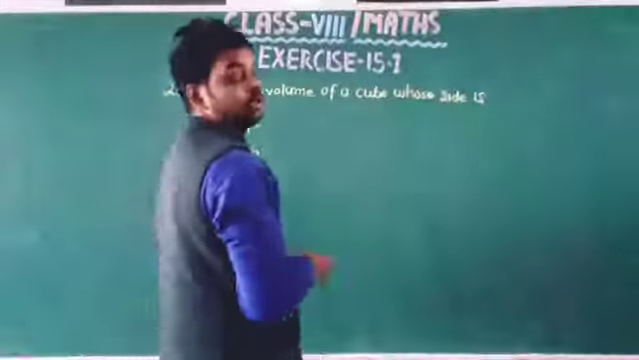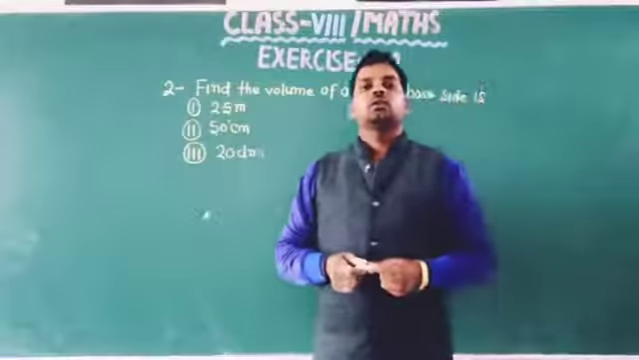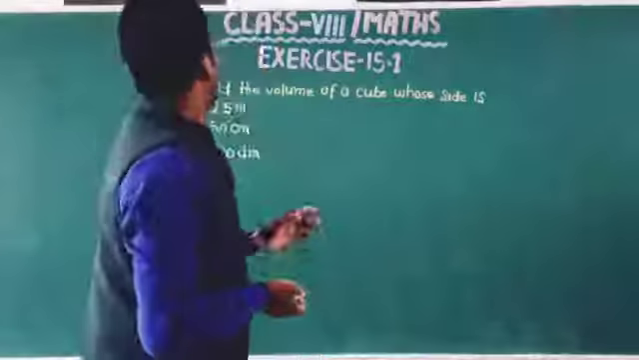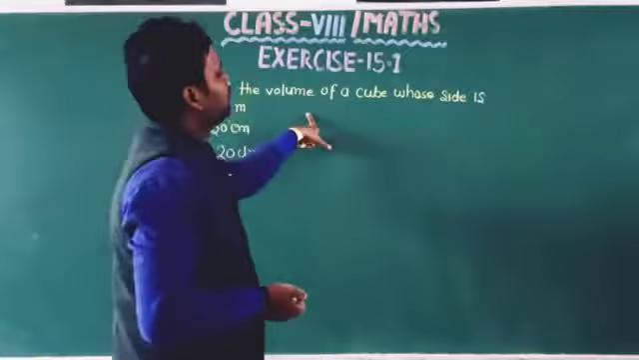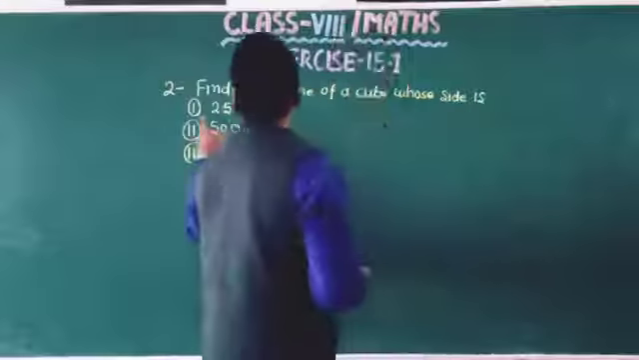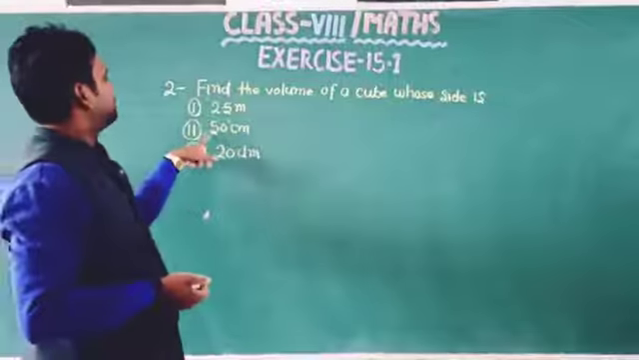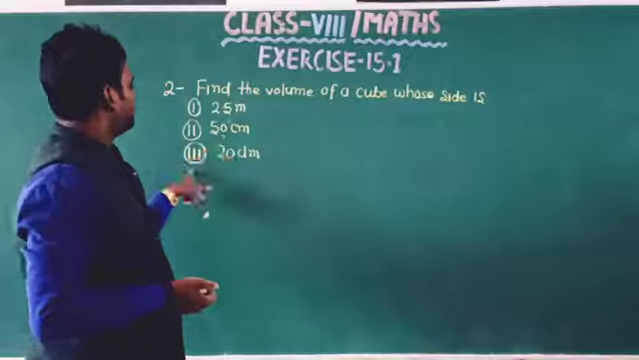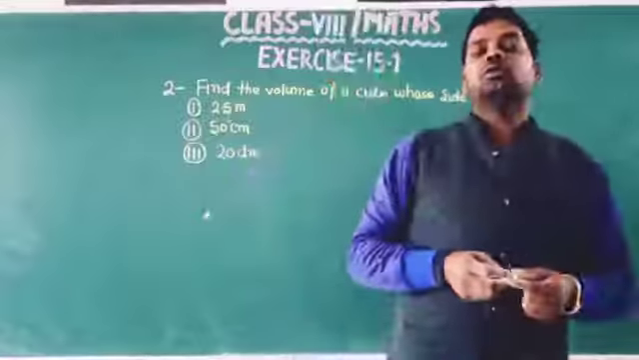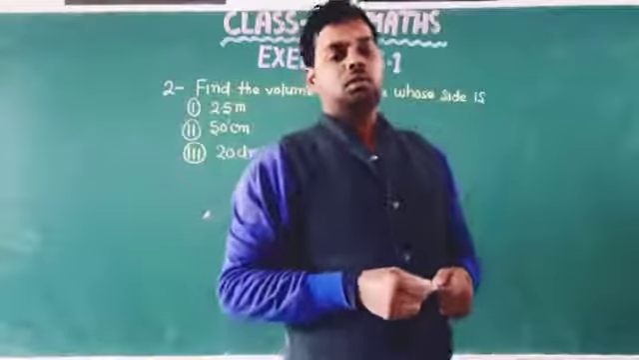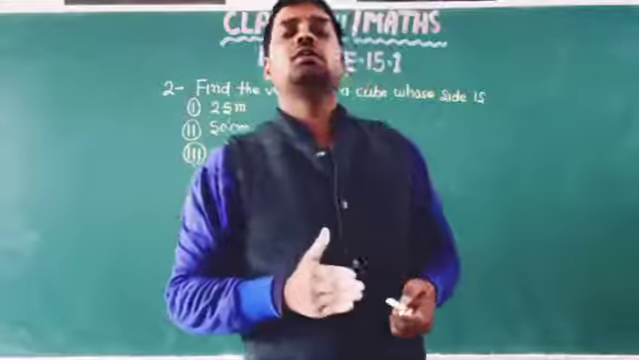Okay, students. Further move to question number 2. We have to find the volume of a cube whose side is given. The first part is 2.5 meter, second is 50 centimeter, and third is 20 decimeter. So we know the formula for finding the volume of a cube. This is a power 3.